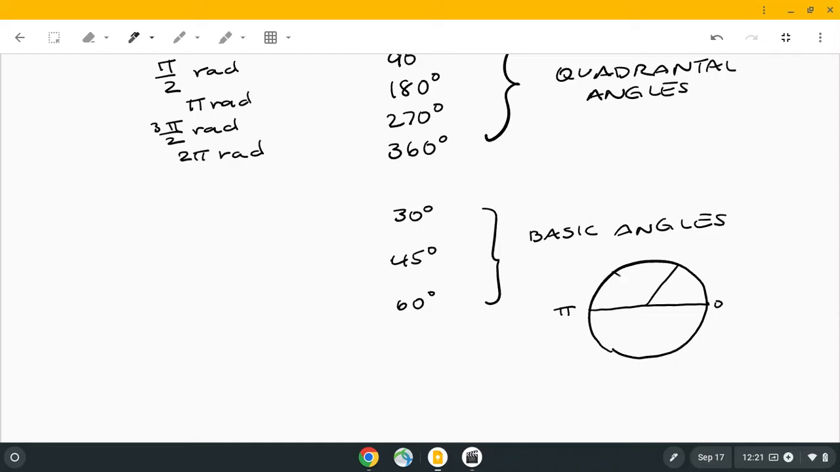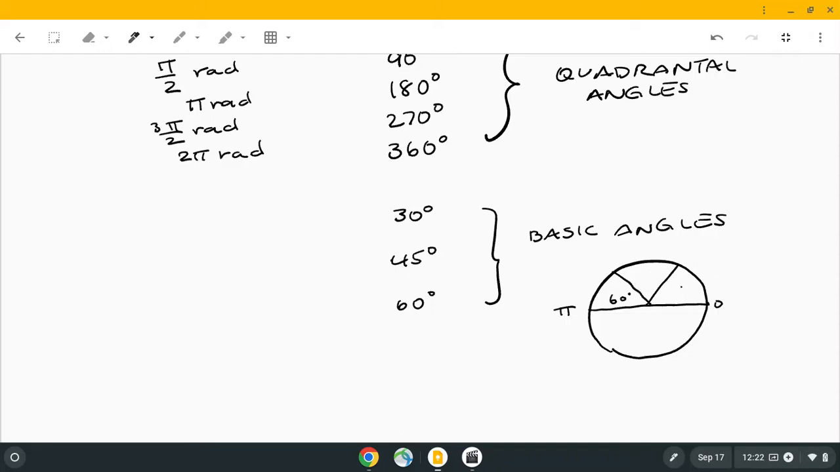We know that's 60, 60, 60, 60, right? Each of those is 60. How many 60s does it take to make pi? It takes 3 of them, right? It takes 3 of these 60s to make 180, which is pi radians, right? So it takes 3 of these 60s.